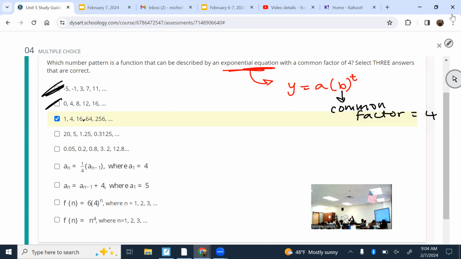Sometimes they try to trick you where they'll change the pattern in the last few, like it'll look like it's multiplying by 4 and then not in the last few. So just always check. But down here, 20 times 4, is that 5? So don't pick that one. This one, 0.05 times 4, is that 0.2? Is 0.2 times 4, 0.8? Is 0.8 times 4, 3.2? Is 3.2 times 4, 12.8? Then you would pick that one.